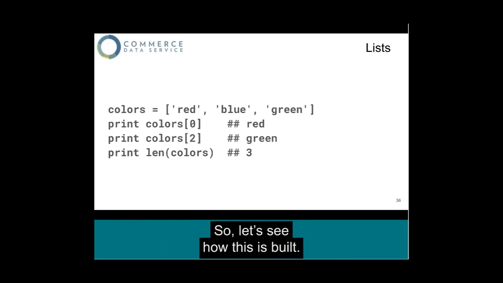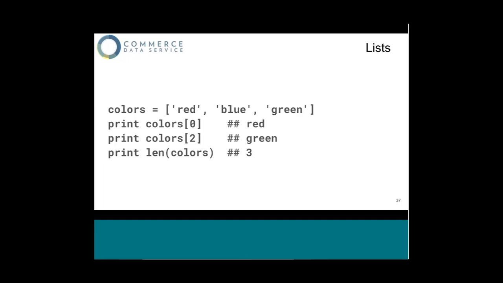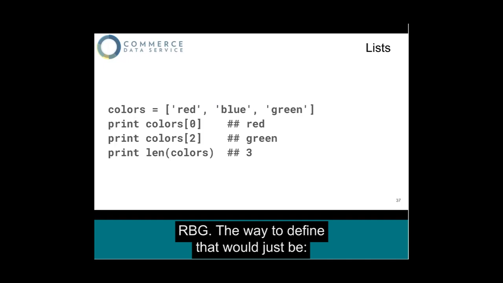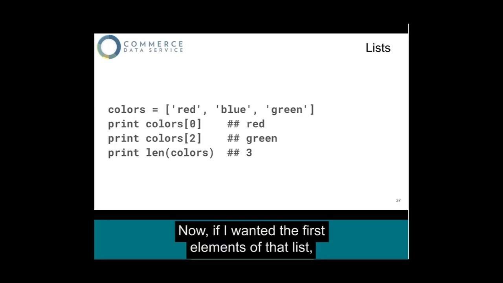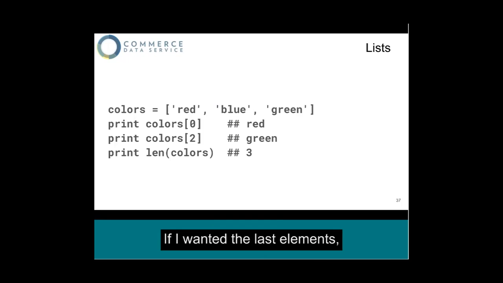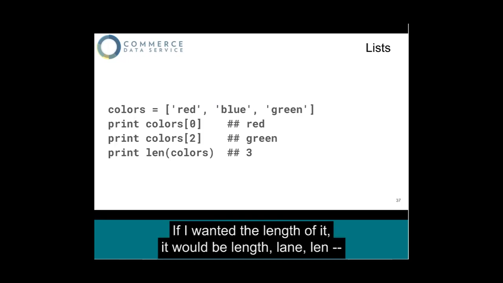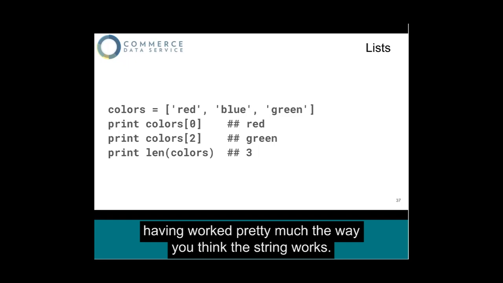So let's see how a list is built. Let's say we want colors, and we define that list as red, blue, and green, RGB. The way to define that would just be square brackets, red, blue, and green, separated by commas. Now, if I wanted the first element of that list, it would just be colors, square brackets again, 0, right, the first element. If I wanted the last element, it would be colors 2. If I wanted the length of it, it would be len of colors. So all very self-explanatory, and they work pretty much the way you think a string works.